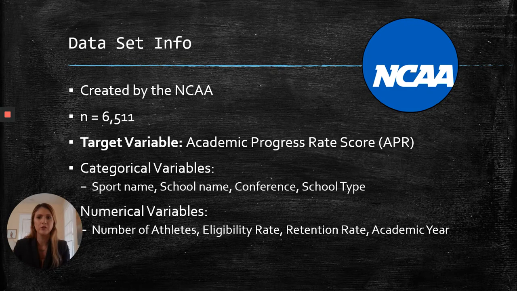The target variable that I was looking at is the academic progress rate score, or the APR, and we'll get into what that is in a little bit. The categorical variables that this data set included were the name of the sport, the school name, the conference, and the school type, that's private school or public school. There were more variables. These were the ones that were most of interest to my analysis. Additionally, there were numerical variables, such as the number of athletes on that team, the eligibility rate for that team, the retention rate, and the year from which the data was collected.